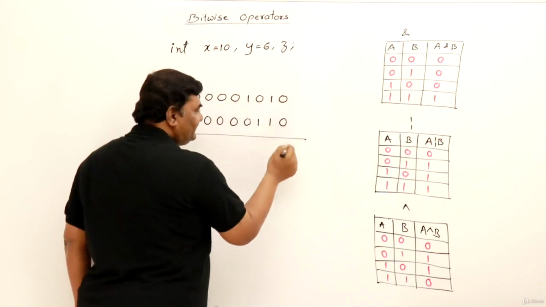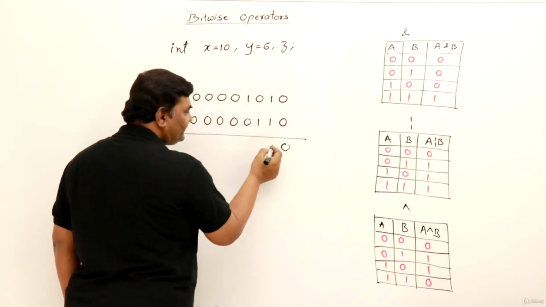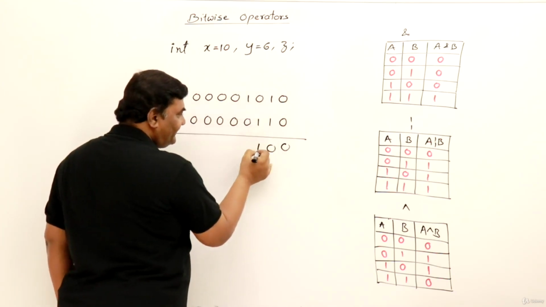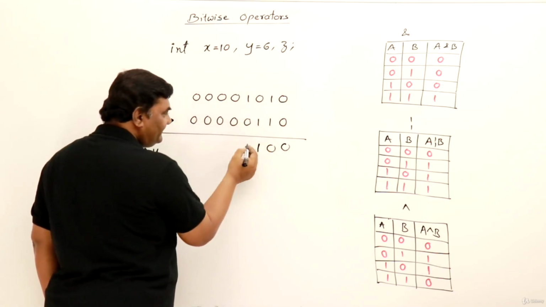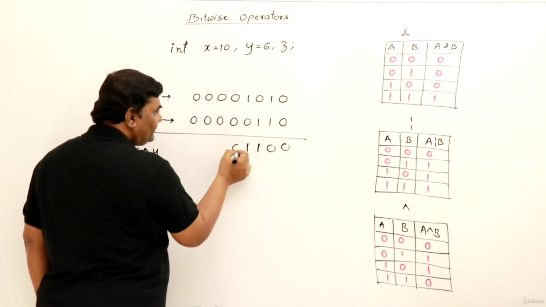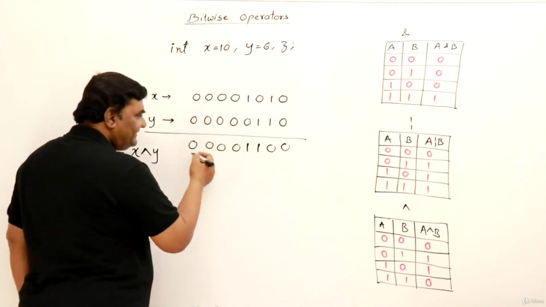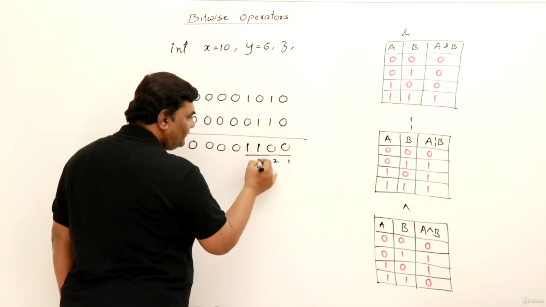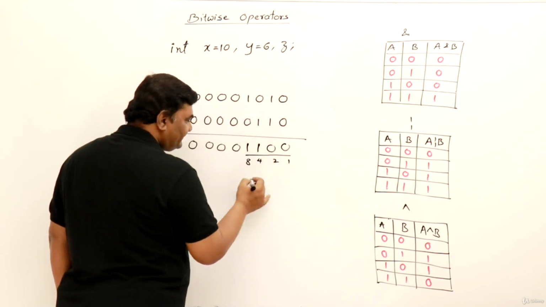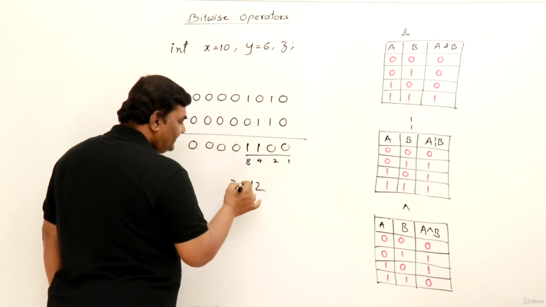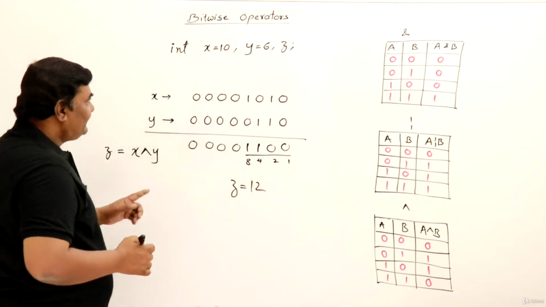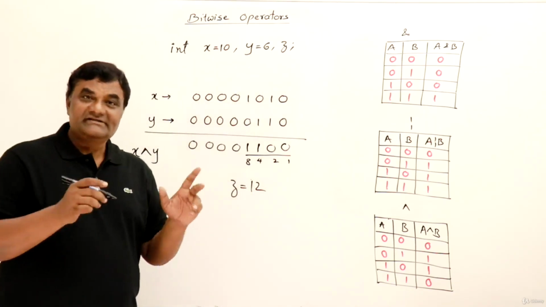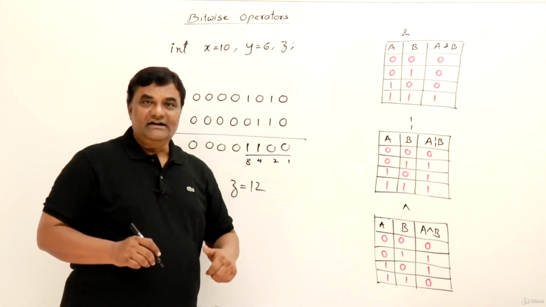0, 0, both are 0, so it is 0. Both are 1, so it is 0. One is 0 and the other is 1, so it is 1. One is 1 and the other is 0, so it is 1. Both are 0, so these are all 0. Then all these leading zeros are there. This is the binary number we got. How much is this? This is 1, 2, 4, 8, so this is 12. So the z value will be 12. So performing XOR upon 10 and 6 gives 12. So this is the XOR operation. Now let us look at left shift.